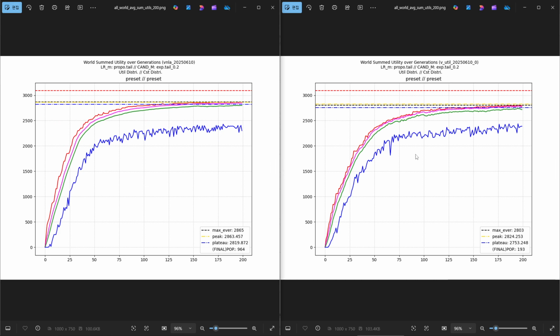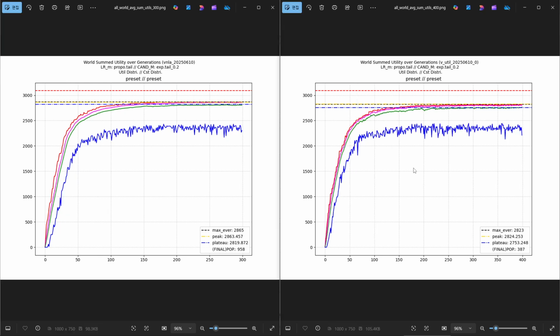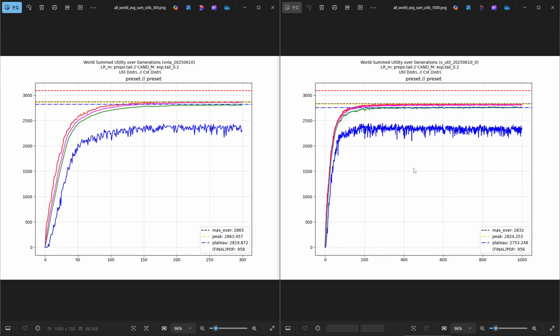But because there are not 5 times fewer entities, 20% of 1000 here, the entities on the right here have not yet converged. So with the population growing by 100 entities every 100 generations, the entities have actually failed to converge. No entity had ever reached the true ceiling, because the max ever was 2832.